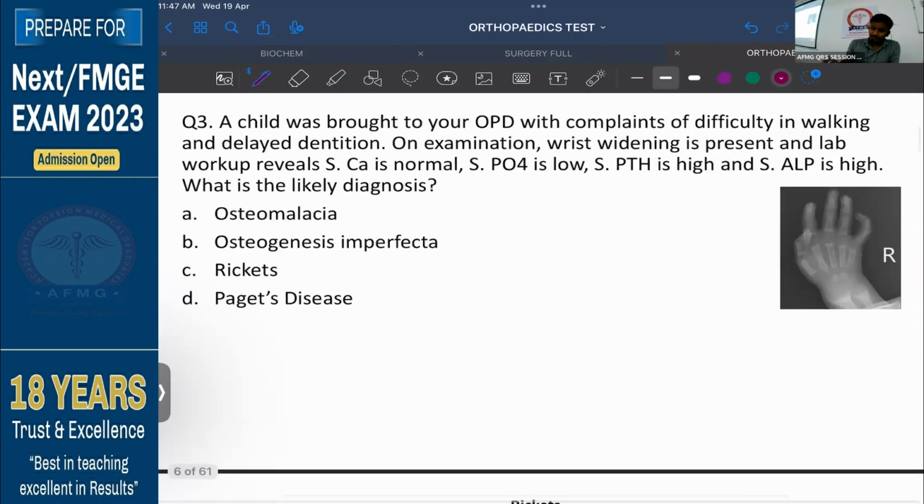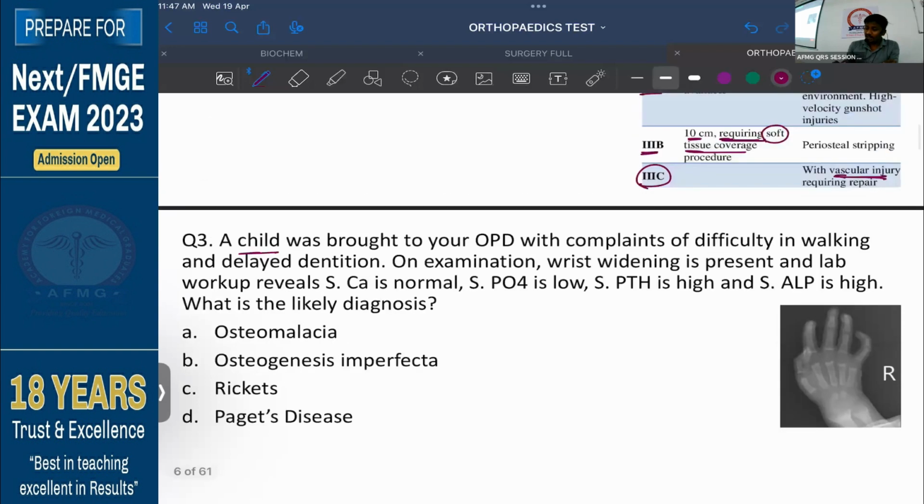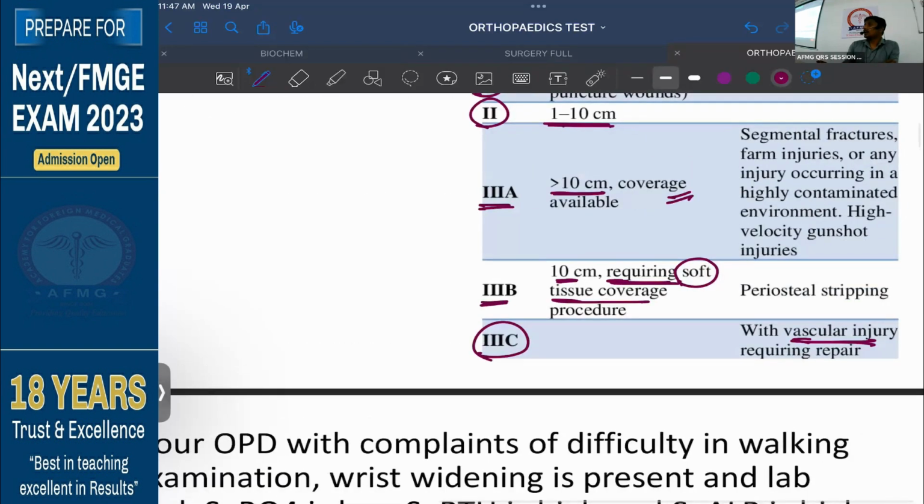चलो, question number 3 if I talk about, a child was brought to your OPD. The child was brought to your OPD. हाँ बोल. Graft if there is soft tissue coverage. अगर soft, हाँ, इंटरनल फिक्सेशन के बाद नहीं कर सकते हो.